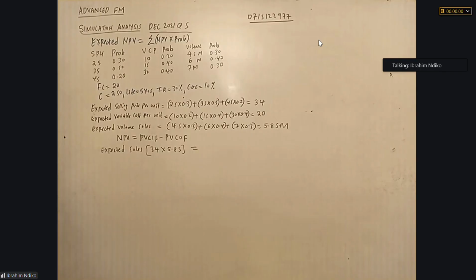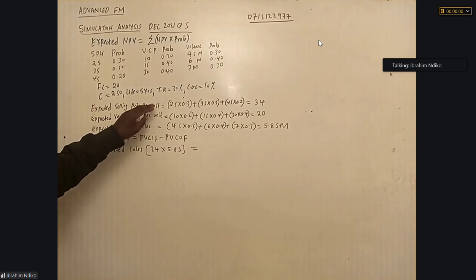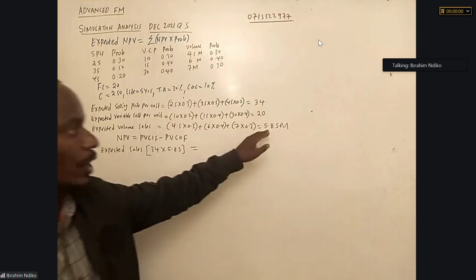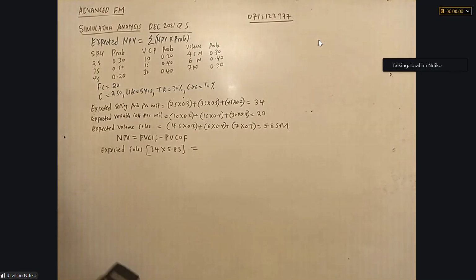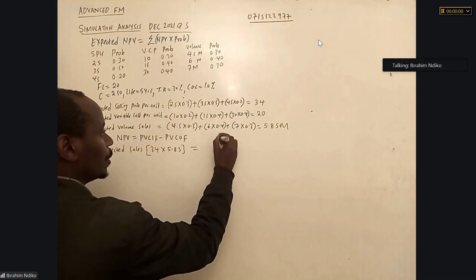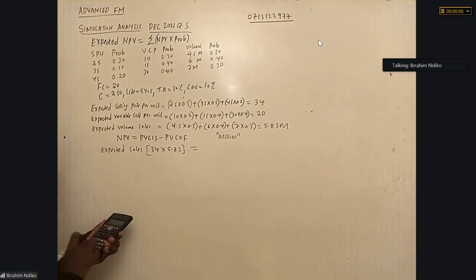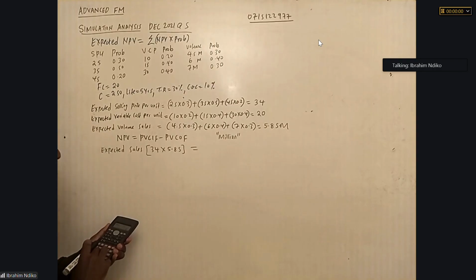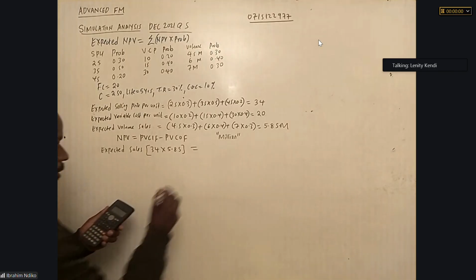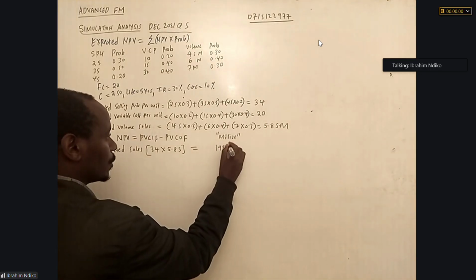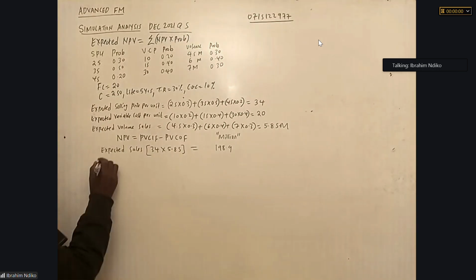So everything must be expected. Sivyo? So tunachukua expected selling price per unit ni 34 shillings per unit. Lakini how many units do we have? 5.85 million units. Our question will be in million. Itakuwa ni 34 times 5.85. Sivyo? Yes. 198.9 million.